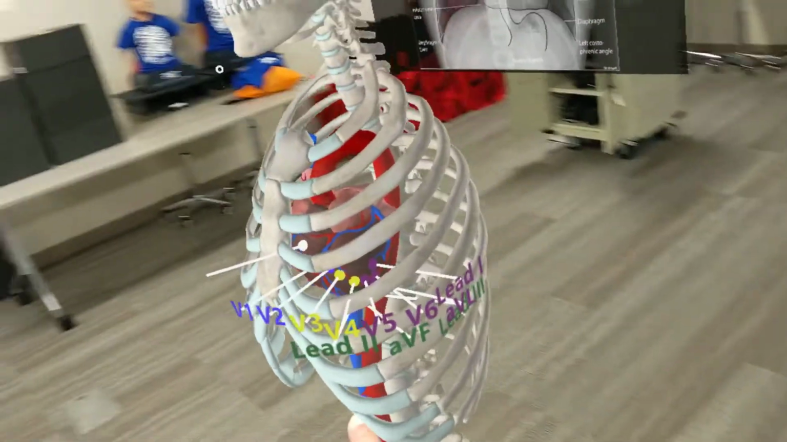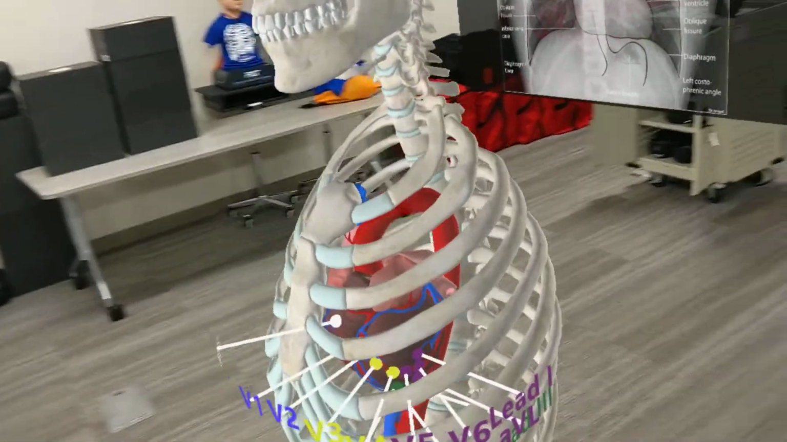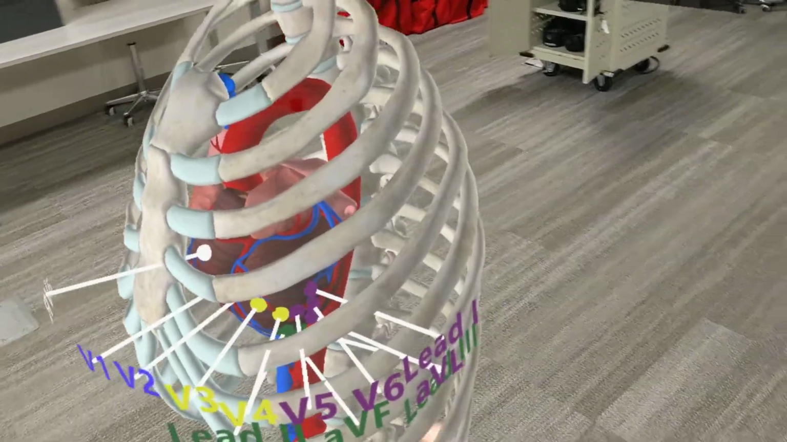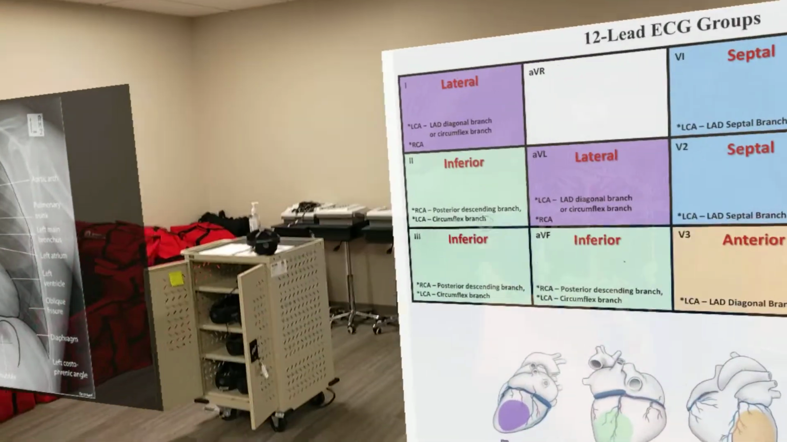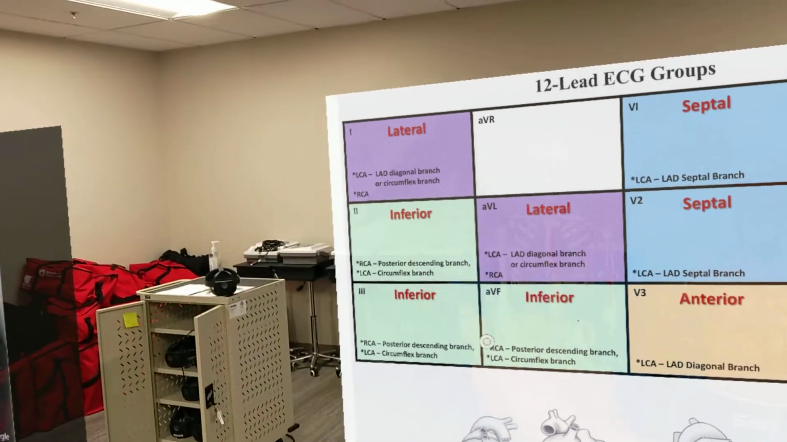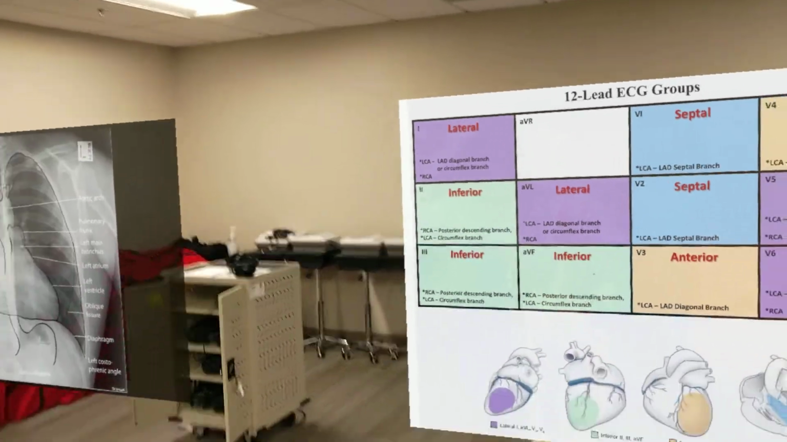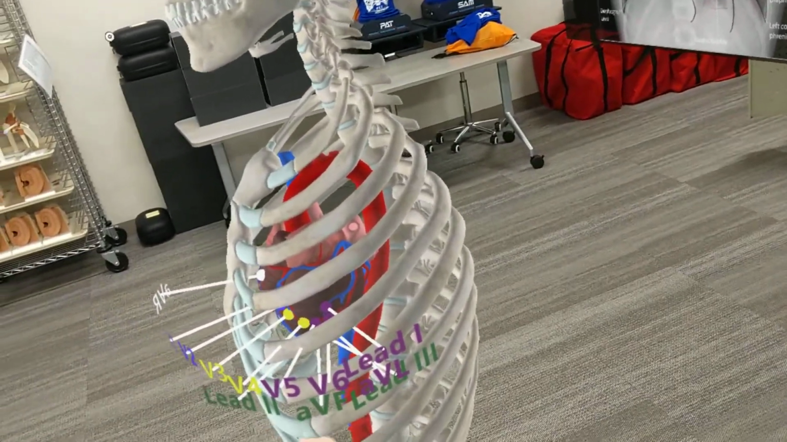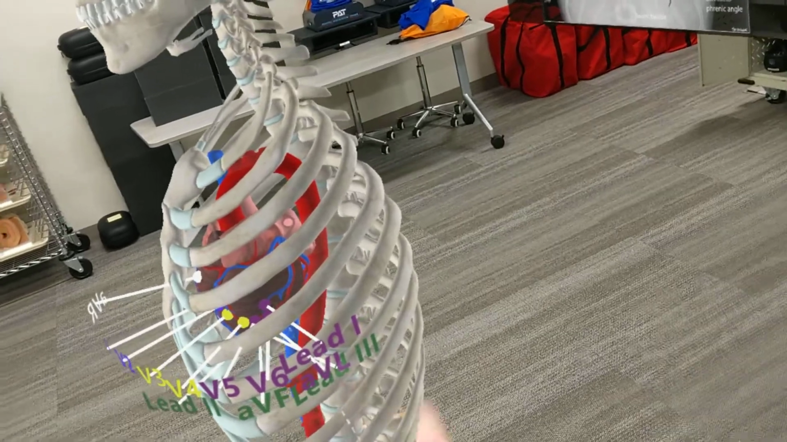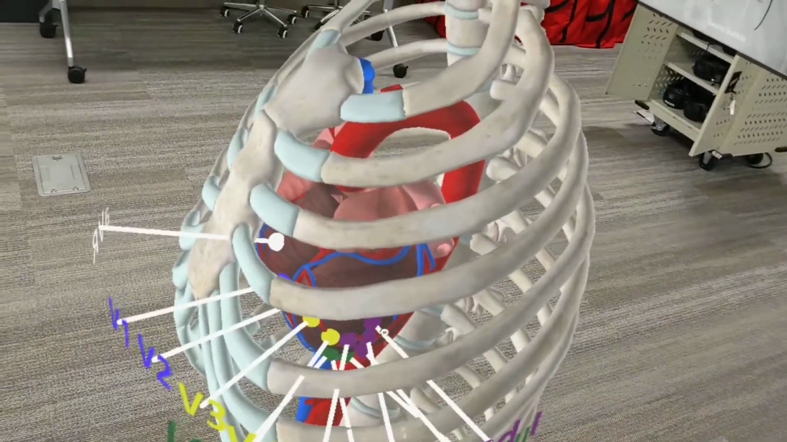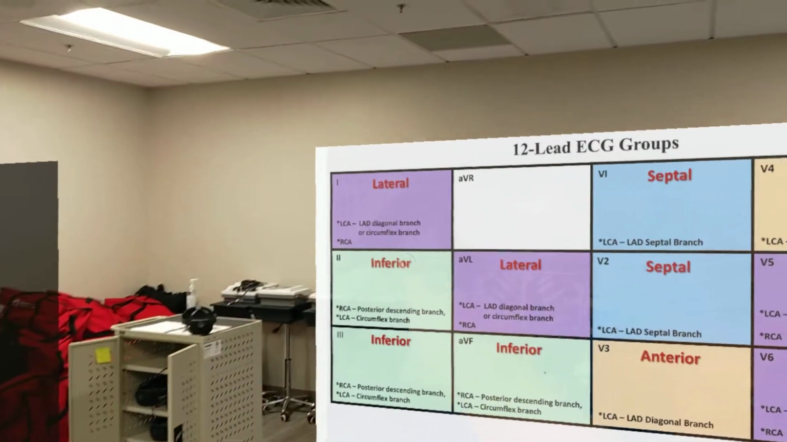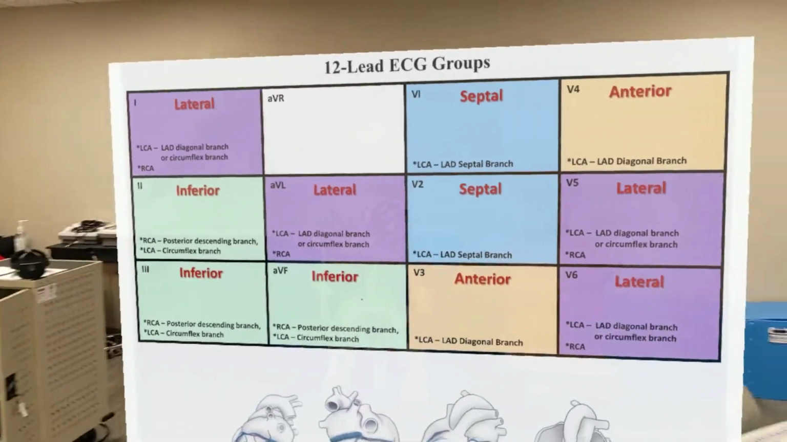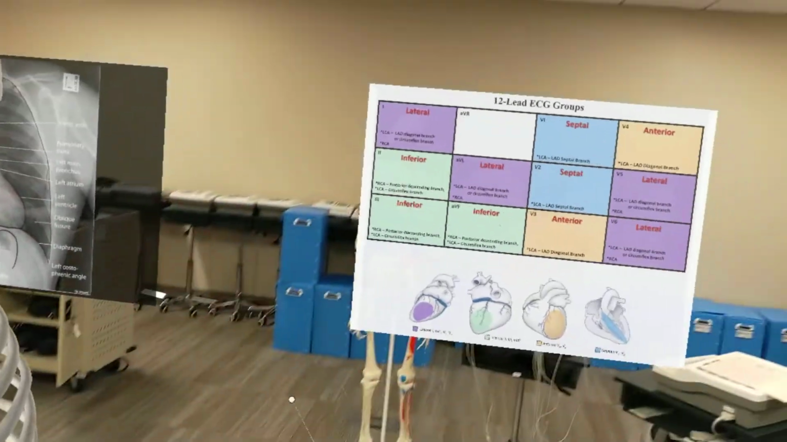So we have lead 2 looking at the bottom here. You can see the green there. aVF is also looking at the bottom, and lead 3. So you can see these particular leads on the EKG printout itself. Then here's lead 1. For lead 1, you have V5, V6, and aVL looking at that particular region of the heart. And that is what we're looking at here.